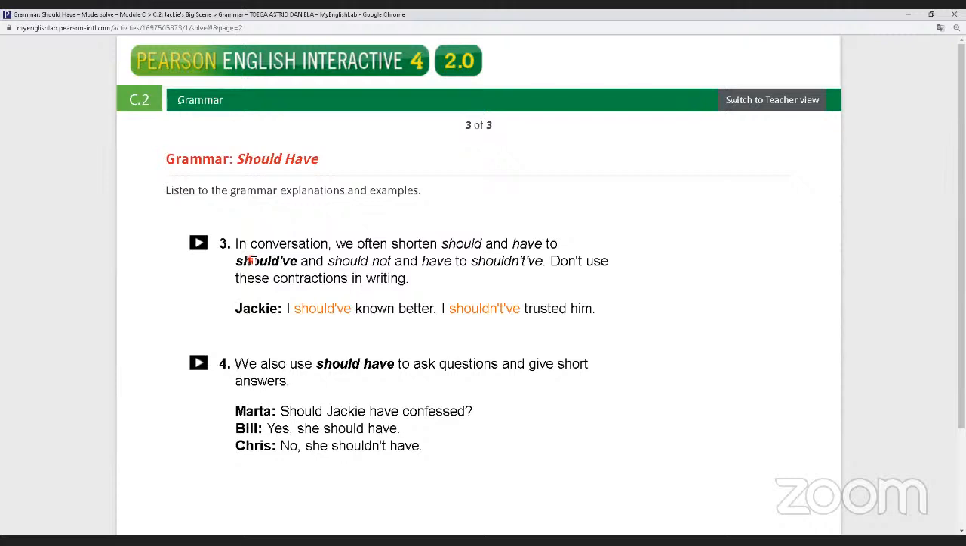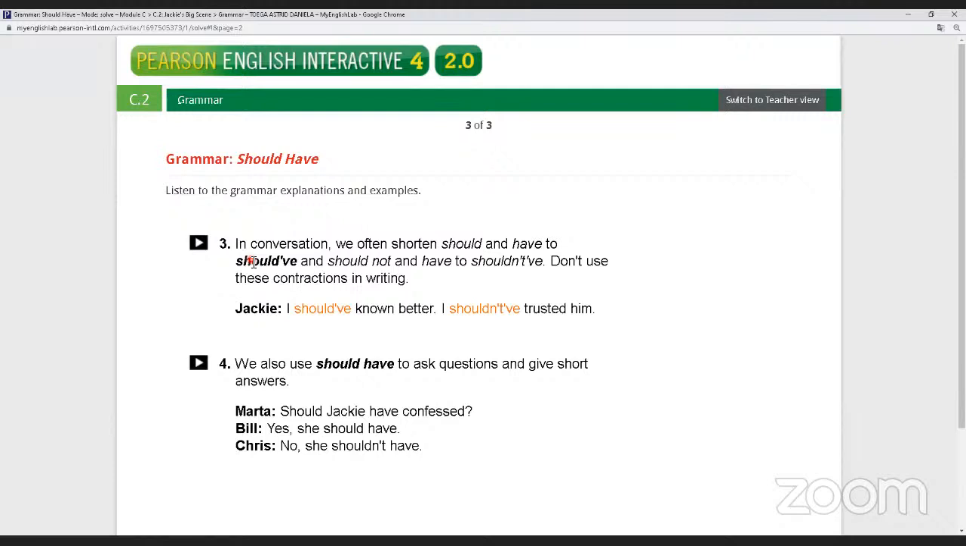As I told you many times, the contractions are very common in conversation, in informal conversation. In formal conversation, we don't do it.